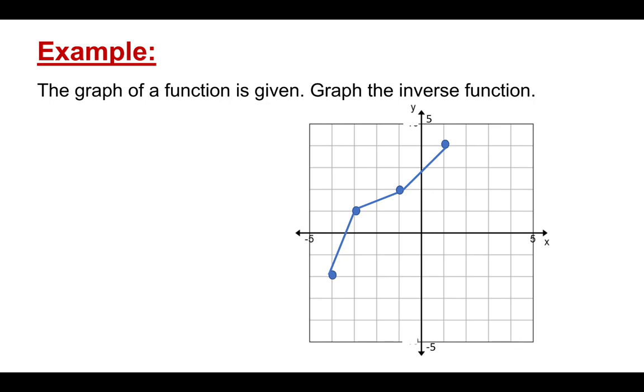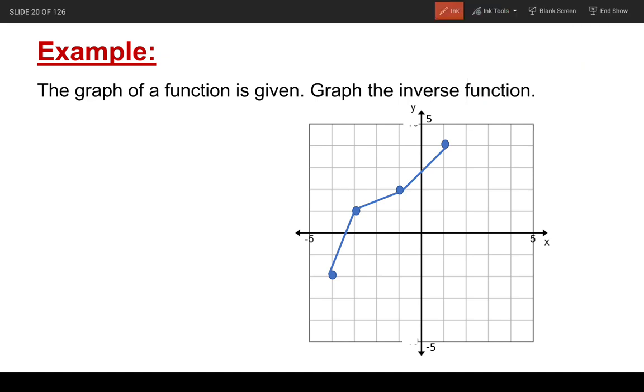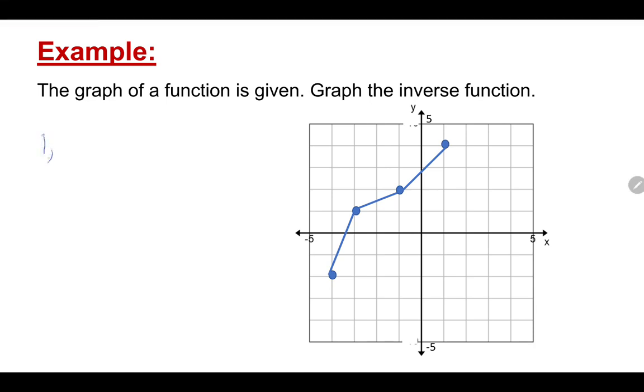Here we have a nice plot. Let's just put these points in real quick. So what are these points? These points are positive 1, at 4, so the point 1, 4. At negative 1, I'm at 2. And at negative 3, I'm at 1. And at negative 4, I'm at negative 2. Negative 4, negative 2.